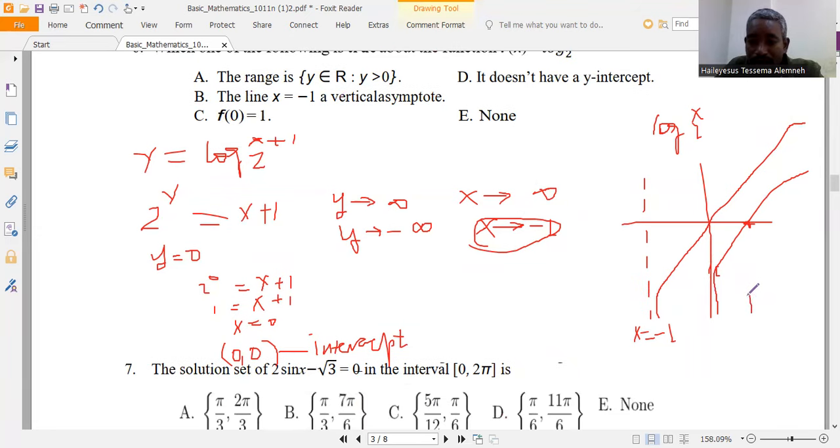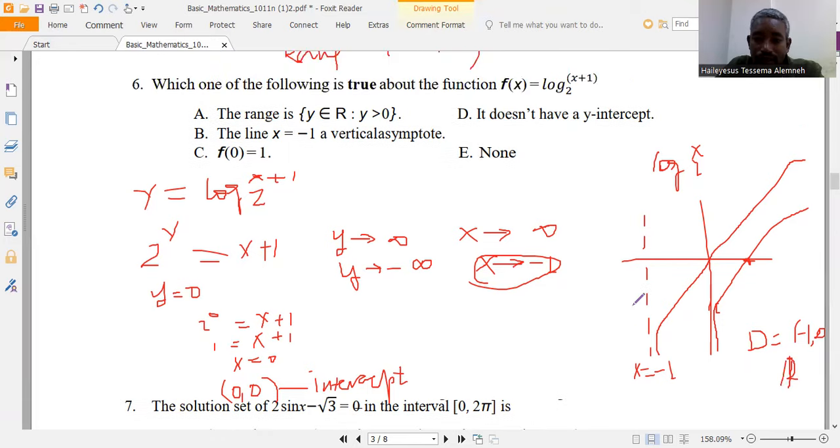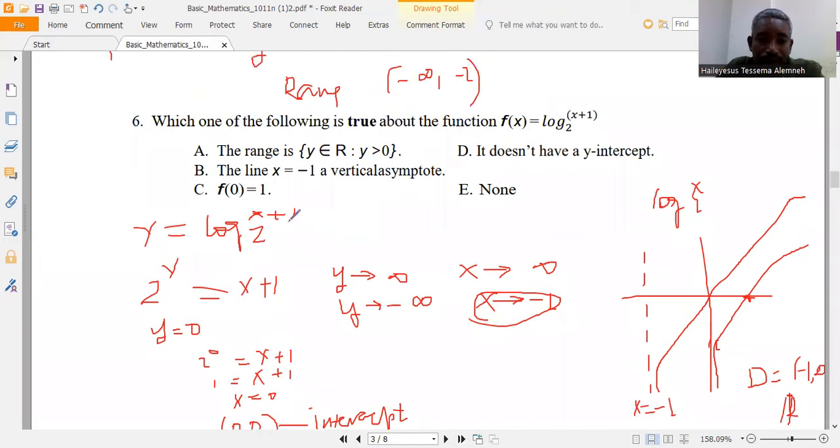The domain is from -1 to positive infinity. The domain is that one, and the range is all real numbers. The range of this graph is all real numbers. The intercept point is (0, 0), so the range is y an element of real numbers, y greater than 0.